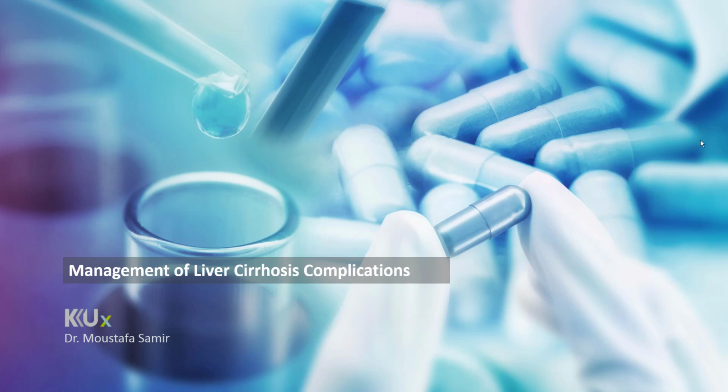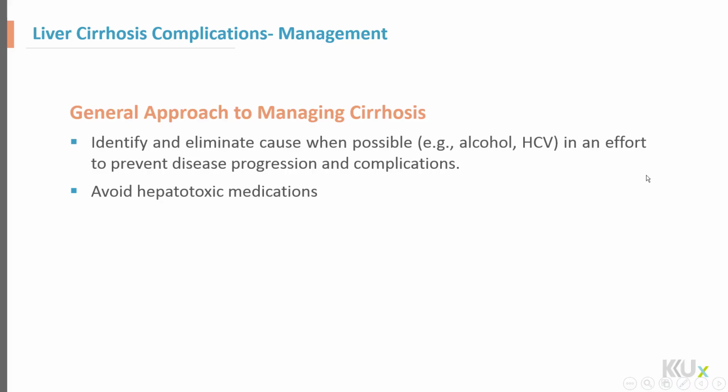Now we will talk about how to manage these complications of liver cirrhosis. First, we will start with a general approach to managing cirrhosis. Identify and eliminate the cause. If it is alcohol, avoid alcohol and plan for transplantation. If it is HCV, try to start HCV medication to prevent the disease progression and the complications.